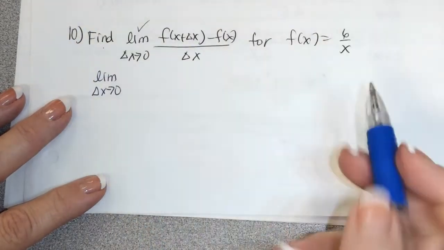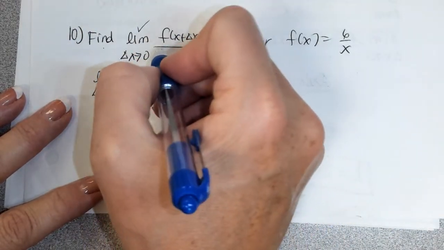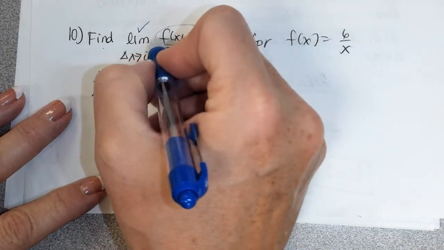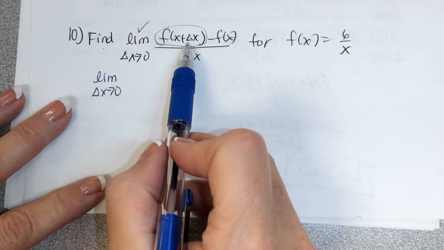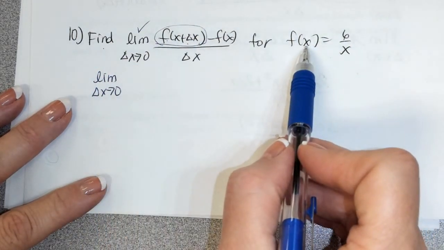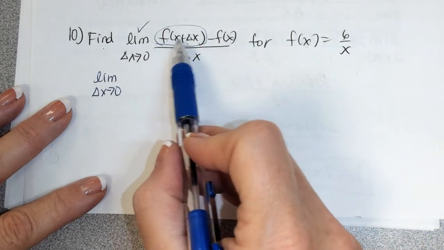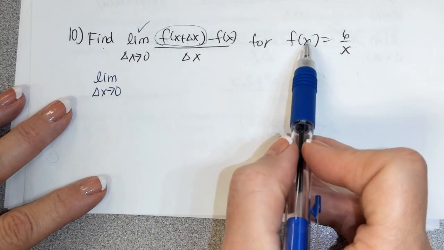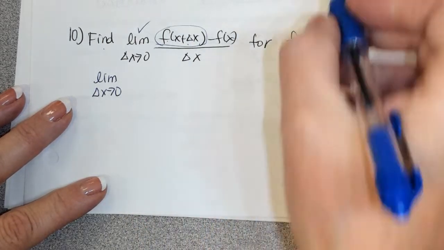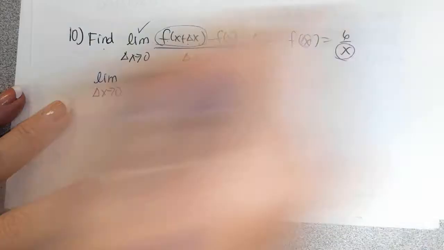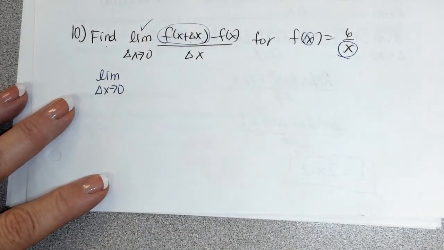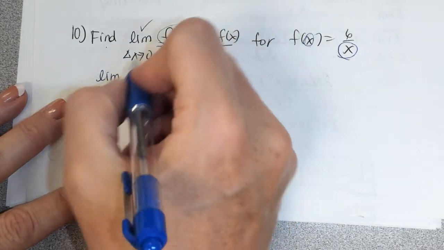So check, I took care of this part. Now I have to do this right here. So f of x plus delta x. Well, here's my f of x function. F of x plus delta x means wherever I have an x, I have to replace the x with x plus delta x.